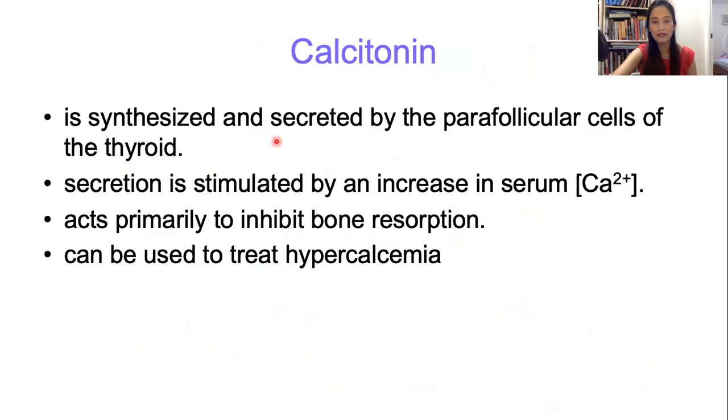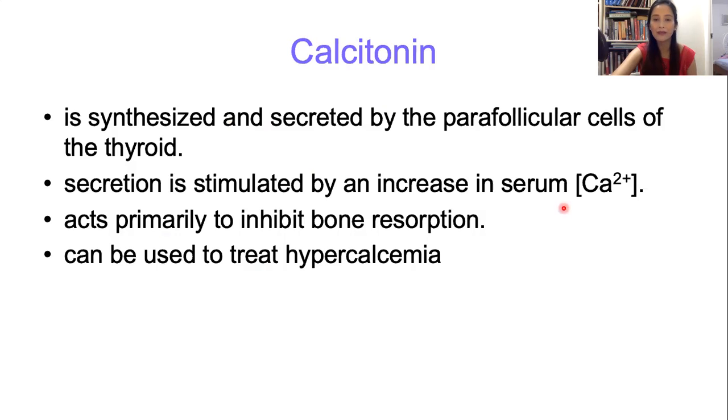Lastly, we're going to discuss your calcitonin. Your calcitonin is a hormone that is synthesized and secreted by the parafollicular cells of the thyroid. So this time, the gland involved is your thyroid gland. The parafollicular cells are cells interspersed between your thyroid follicular cells. And your calcitonin is secreted in response to an increase in serum calcium because it helps lower your calcium levels.